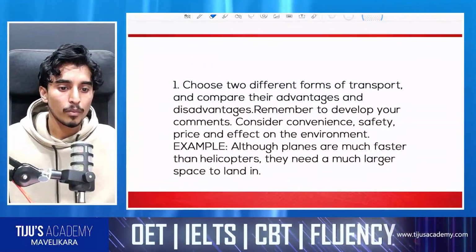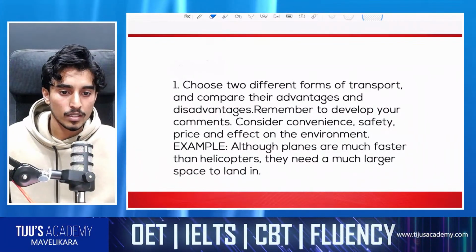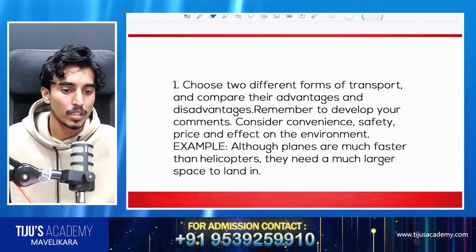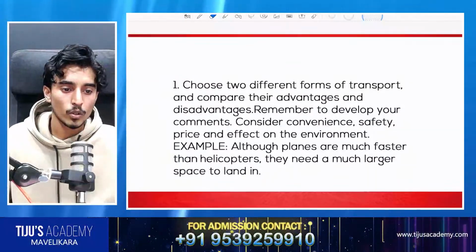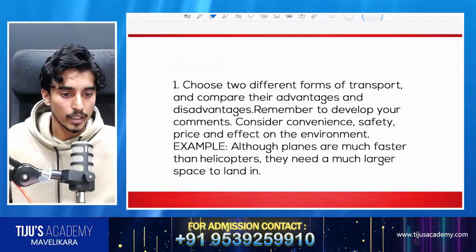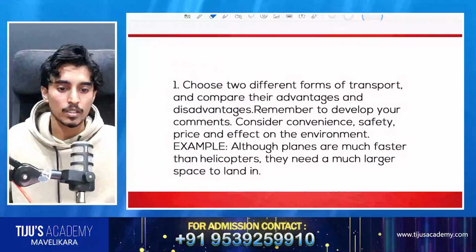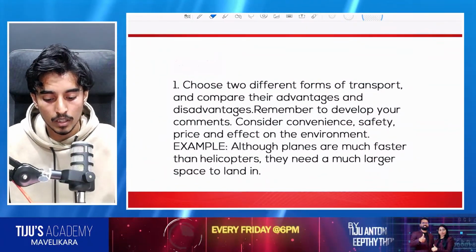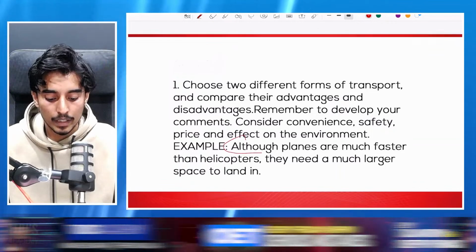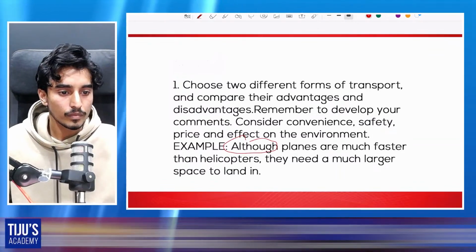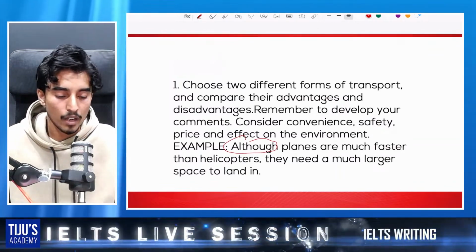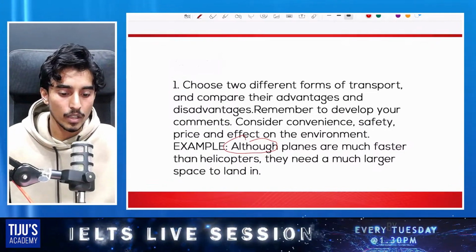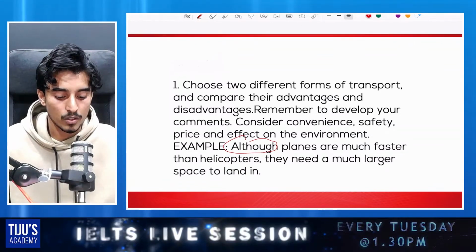Okay, so the example given here: although planes are much faster than helicopters, they need much larger space to land in. So this is a complex sentence structure that you're going to use there. Although planes are much faster than helicopters, they need a much larger space to land in. So you can see here the usage of the word although. The usage of this word although has made it a complex sentence. Then they are using this comma, and after that they are also connecting it with they need a much larger space to land in. So that makes this sentence a complex structure.